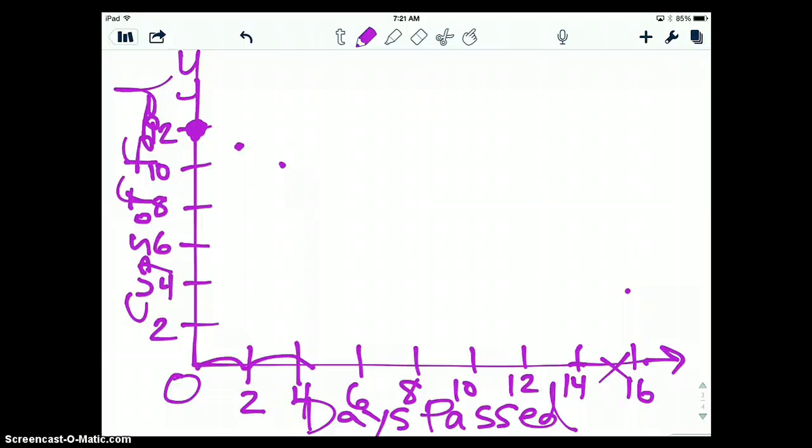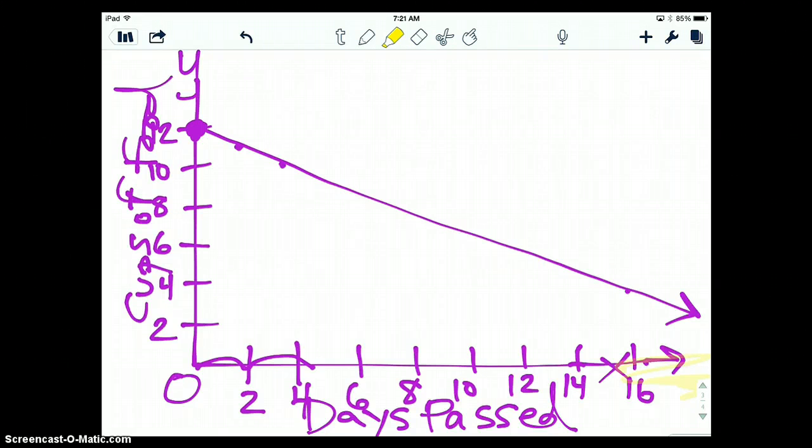So they should look like they lie on the same line, because this is supposed to be linear. So if I make a line that goes through them, we can tell at some point past 16 days, and we could figure that out, of how many days it's going to be when there's no food left. So perfect, we have our graph, and we're done.